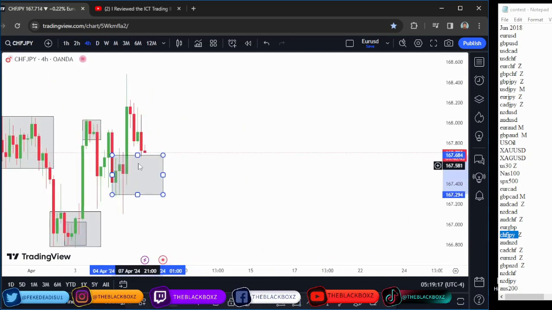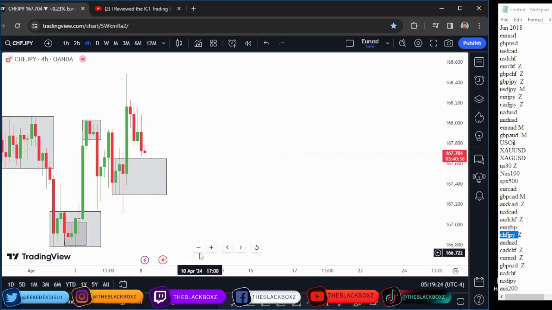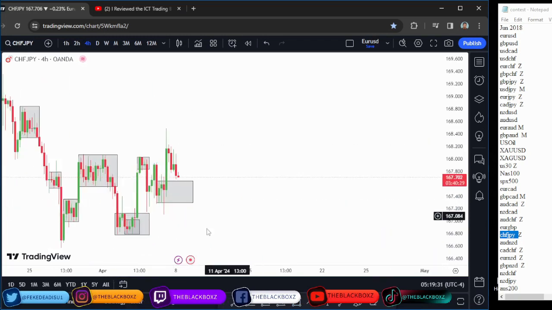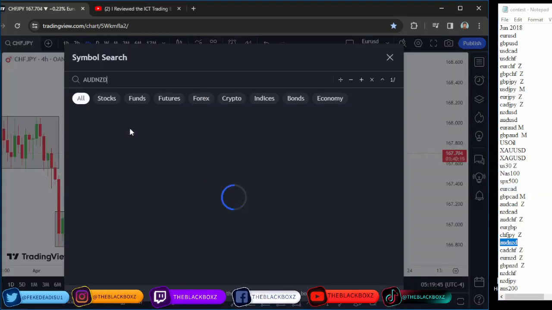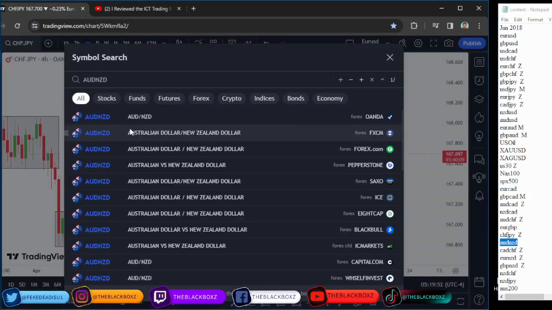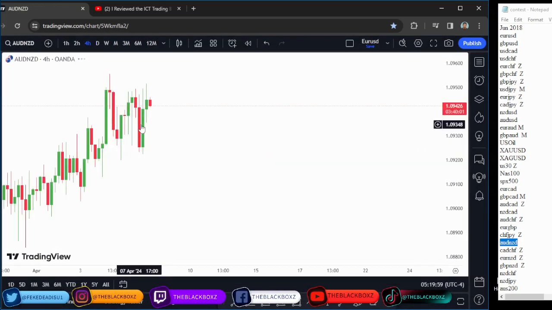As you can see, there was a buy setup. Look at that beauty, amazing. Now it is coming to support it. There was a sell setup, and then another sell, then another buy. That's just crazy. So I went to Aussie Kiwi.